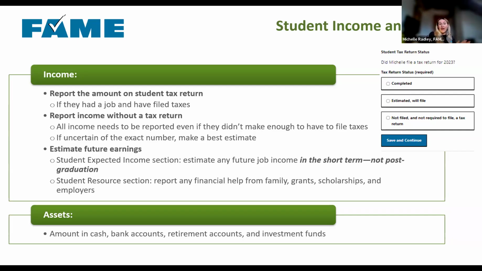They would want you to report that in this portion of the form, as well as any other grants, scholarships, or even financial help from employers if they're getting like employer assistance for funding school. Those would all want to be reported in this portion of the form. And then the student's assets, which are a little bit more straightforward. So things like cash, checking, savings accounts, any retirement accounts that the student has access to, and investment funds. So pretty boilerplate with the assets for the student.